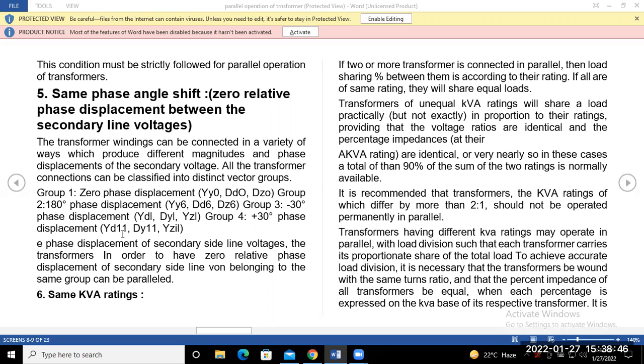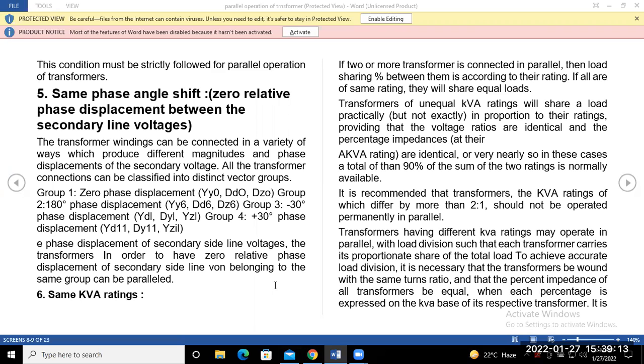So transformers having zero relative phase displacement of the secondary side line voltage, belonging to the same group, can be paralleled. So these are the fifth condition required, that means the same phase angle shift.